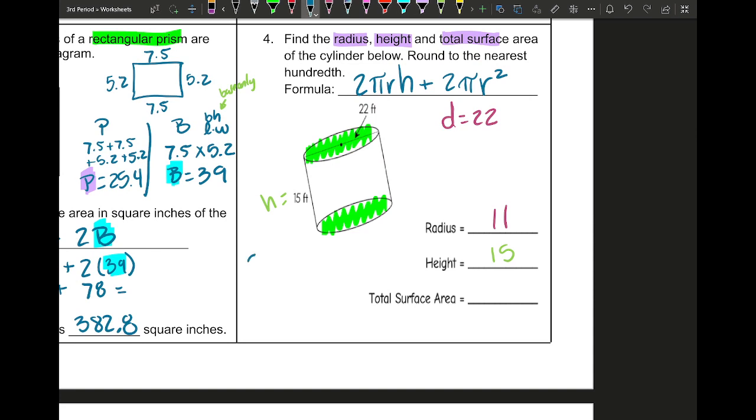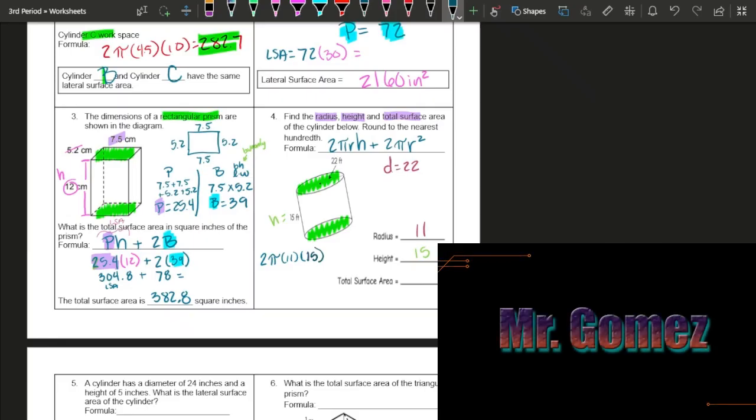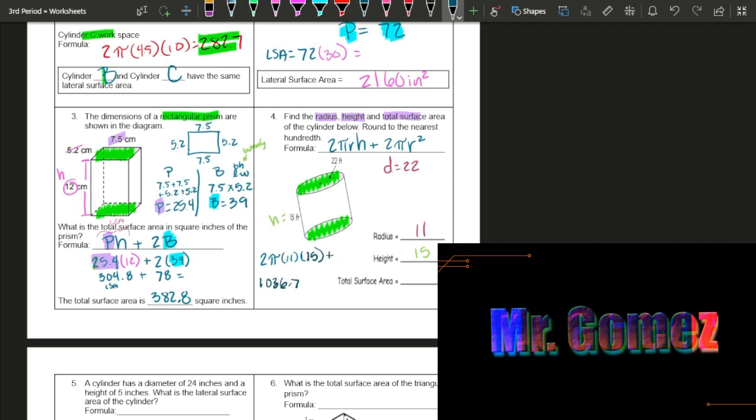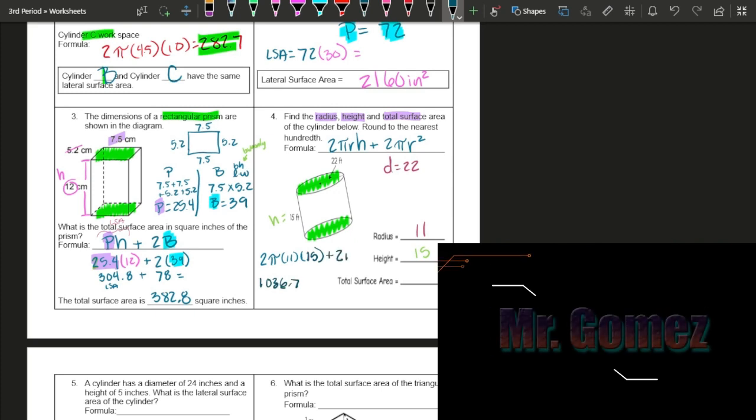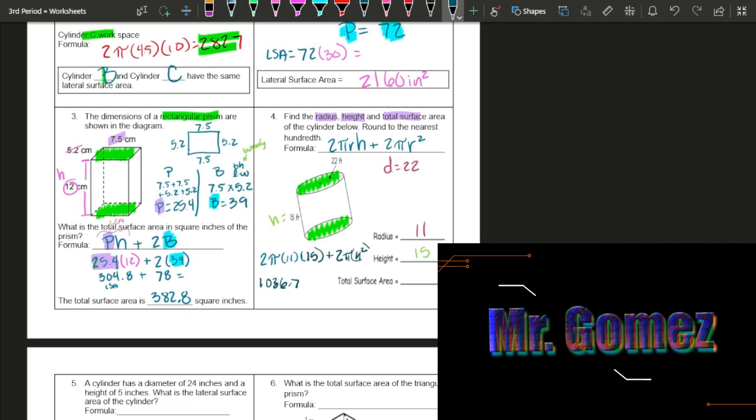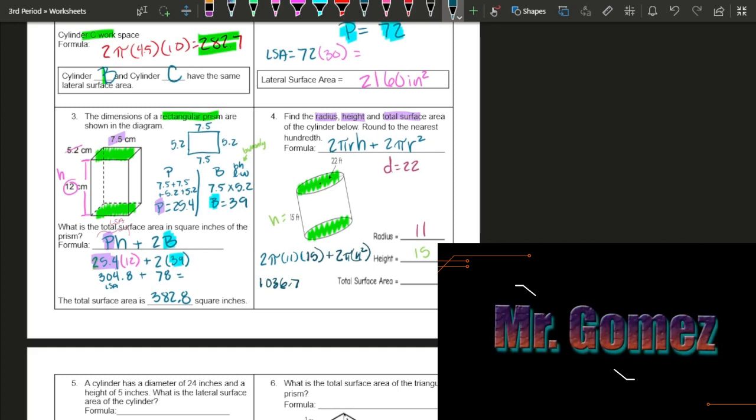So 2 pi, what's my radius? Times 11, plus, times the height, which is 15? And when I multiply that, I'm going to round to the nearest 100. This is going to be, the left side is going to be 1,036.7. Then plus the right side, 2 pi. What's my radius? 11 squared. So 2 pi 11 squared is going to be 760.3.